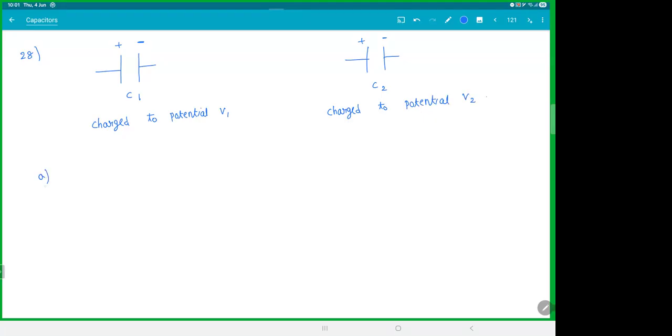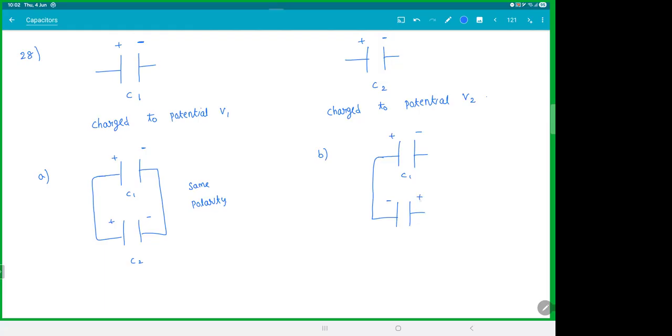Then they will say, in case 1, both the things are connected in same polarity. Means you connected the plus plate to the plus plate and negative plate to the negative plate. Same polarity. Other possibility, you connected them in reverse polarity. So the plus plate of C1 is connected to the negative plate of C2. This is the reverse polarity. Now when you do this, the charges will again redistribute. Find the new potential difference across the capacitors. Two different questions, everyone. This is a pretty good standard level question.